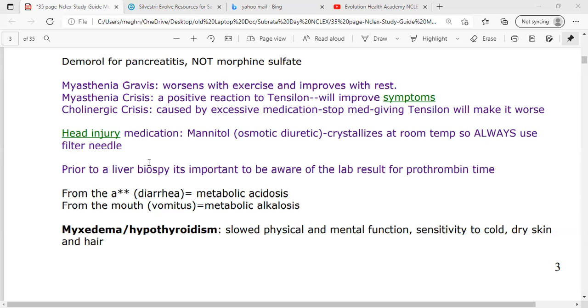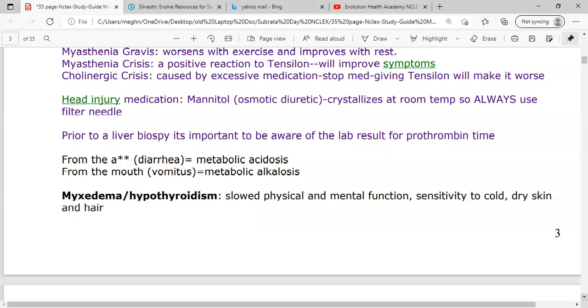Prior to a liver biopsy, it is important to be aware of the lab result for prothrombin time. Right? Otherwise there is a bleeding tendency, and the priority is to stop the bleeding.